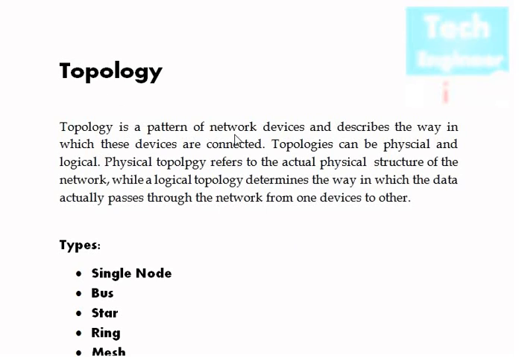Topology is a pattern of network devices and describes the way in which these devices are connected. Topologies can be physical and logical. Physical topology refers to the actual physical structure of the network, while logical topology determines the way in which the data actually passes through the network from one device to another.